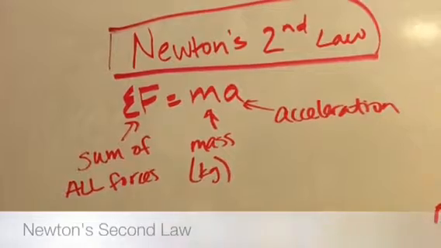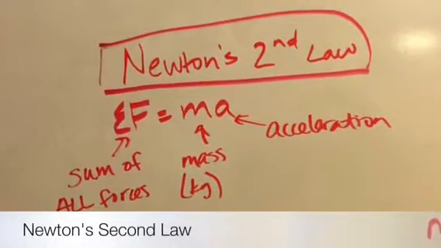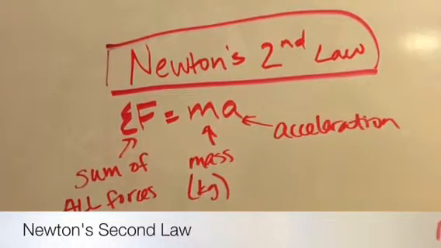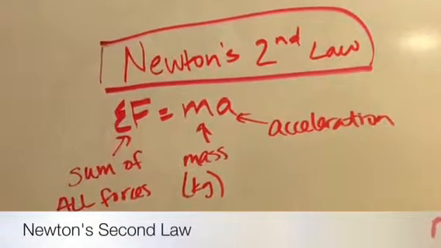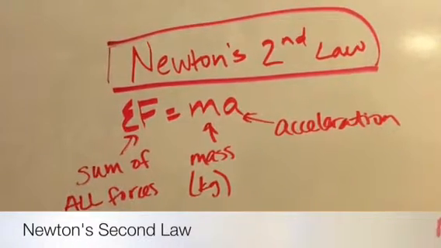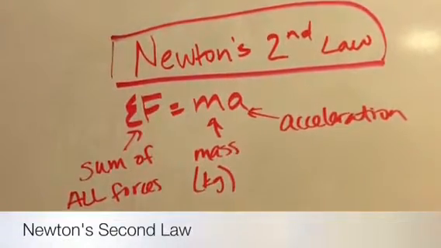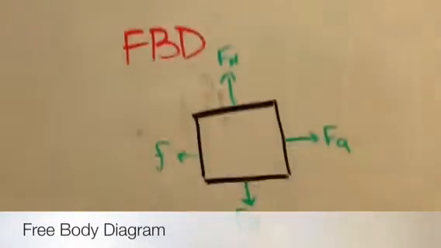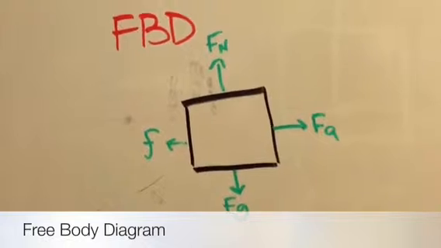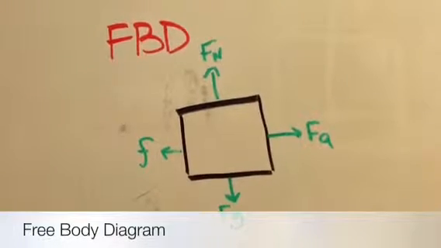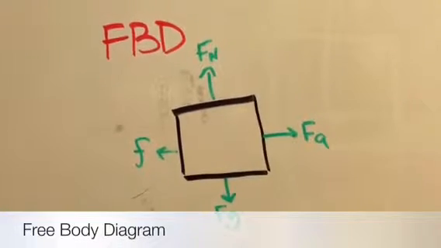Second law can be summed up in the equation net force equals mass times acceleration. Net force is the sum of all the forces acting on the object. To help you find the net force on an object, it always helps to draw a free body diagram. These are pictures that label all forces acting on an object, and the object is usually drawn as a box.